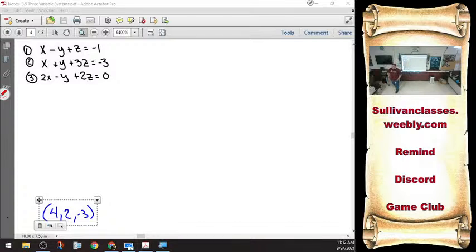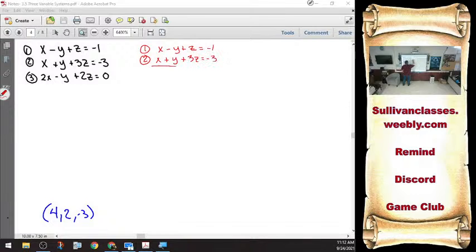Out of curiosity, who eliminated x's first? Y's? I'm seeing bobbleheads. Z's? One or two? So I'll go with y's just so I'm at the majority. If I take equation 1 and equation 2, y's will just straight up cancel, which is probably a path of least resistance. Getting 2x plus 4z is negative 4.